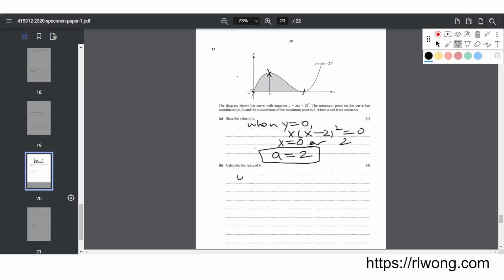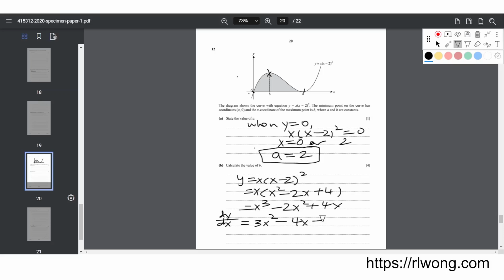Now we have y equals x (x minus 2) squared. Before you differentiate, let's expand it. So we have x cubed minus 4x squared plus 4x. Next, let's find dy/dx. It is equal to 3x squared minus 8x plus 4.